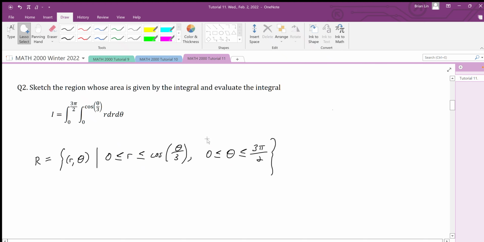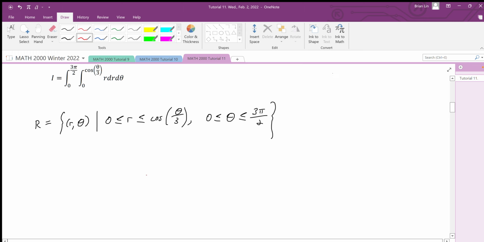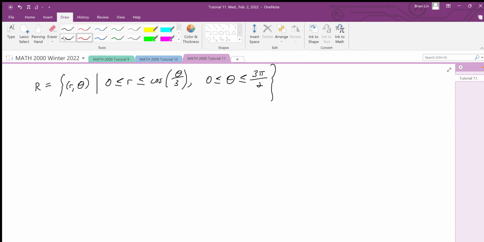Question 2. Sketch the region whose area is given by the integral below and evaluate the integral. So first off, I wrote out what my region R is. This is the region. I will provide two sketches for you. Sketch number 1.